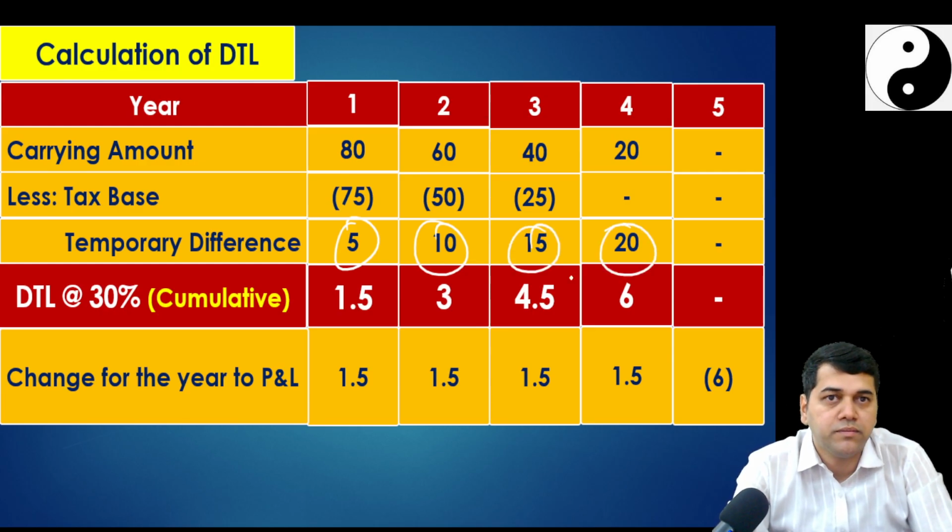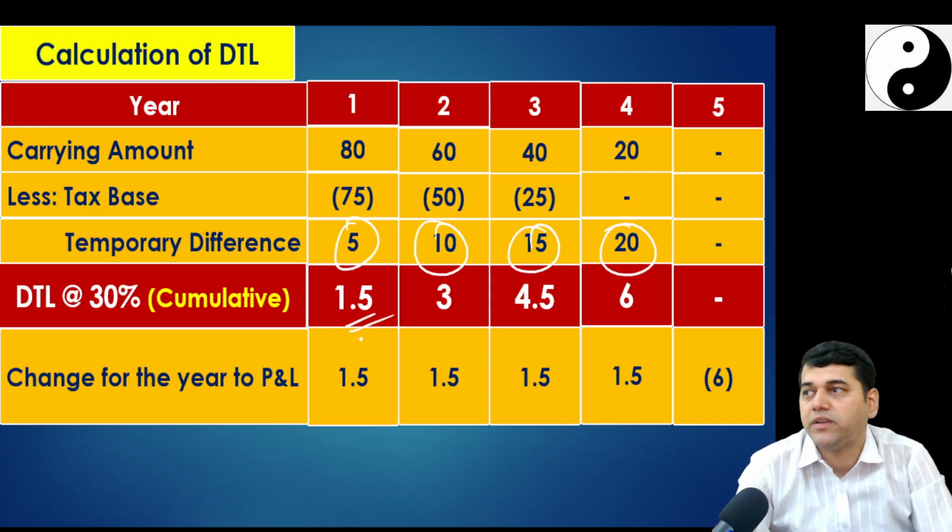Now, the third is the difference between the book value and the tax base: 5, 10, 15, 20. On 5, deferred tax liability, because my book value is greater than the tax base, 1.5 is going to come. First time I'll pass an entry, expense to liability. Now this liability is going to increase. And the last year, the liability is going to get reversed.